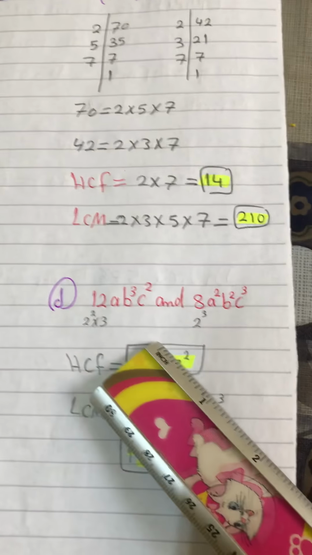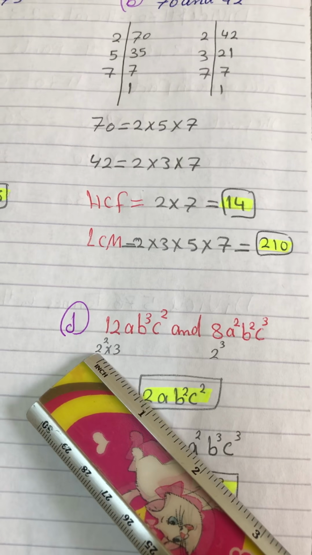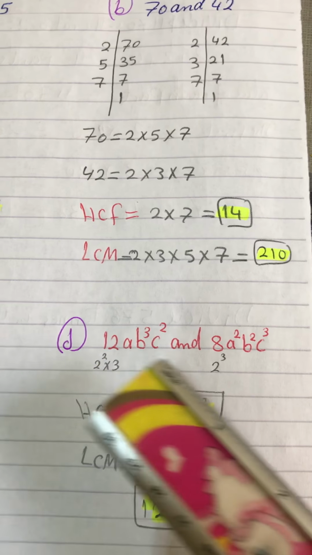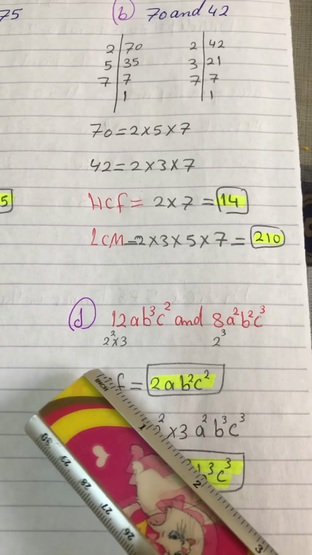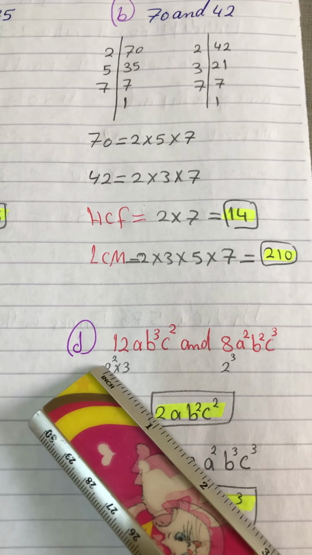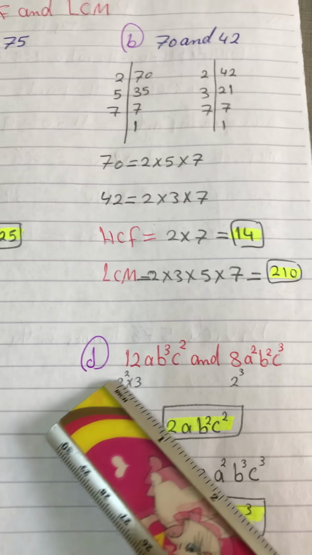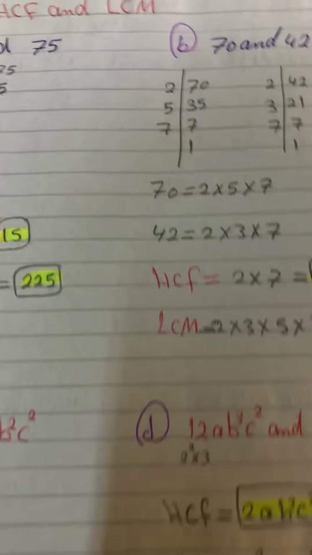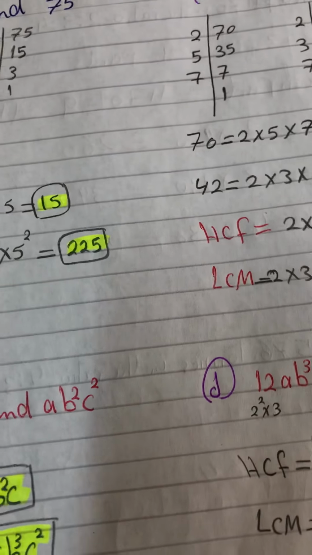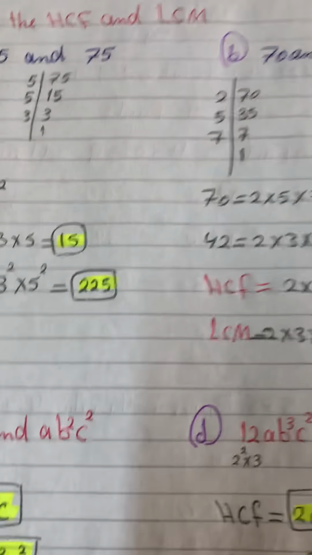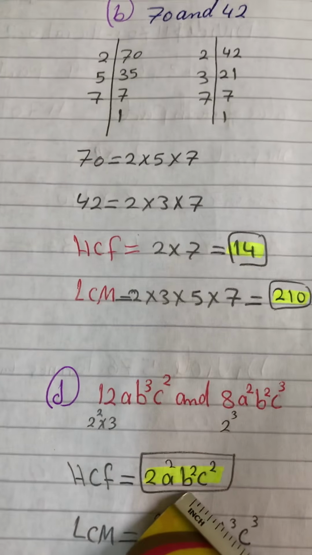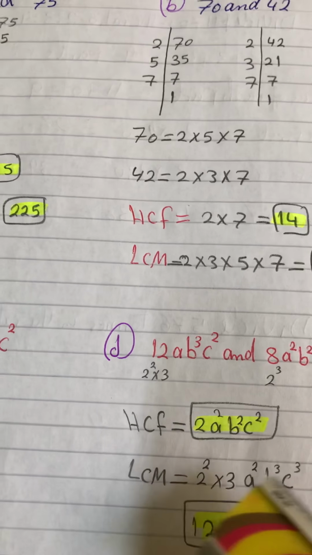In this problem, I'll factorize 12 into 2 square, which is 4, times 3, and 8 into 2 power 3. Now, between the numbers, I have to get the HCF. I take the repeated factor only, which is 2. Which 2? I'll take it with the least power. So I'll take 2 square. Okay, and which B I'll take with the least power? B square. Which C I'll take with the least power? So C square, like this.